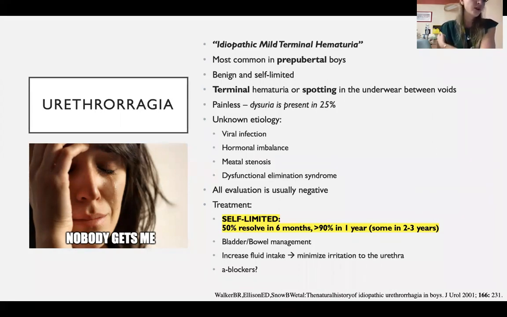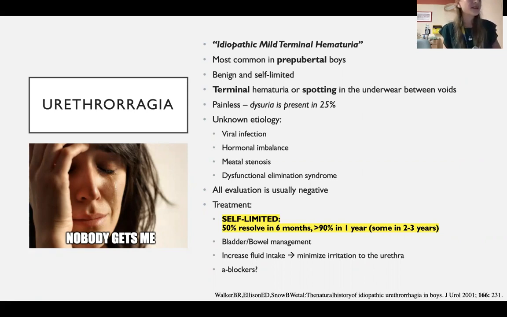It's important to know that all evaluation and tests tend to be negative, from labs to cultures to imaging. And the resolution usually occurs for more than 90% in less than a year. Actually, half of them self-limit in the first 6 months, and almost all of them are resolved in 2 or 3 years of time.